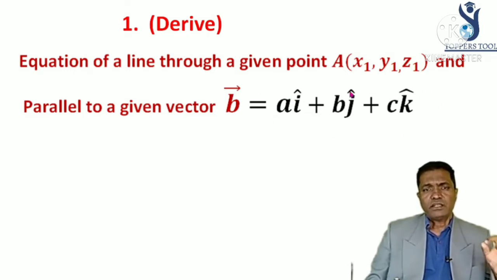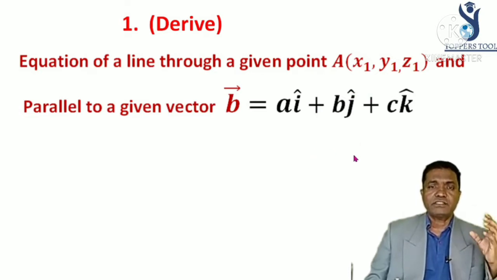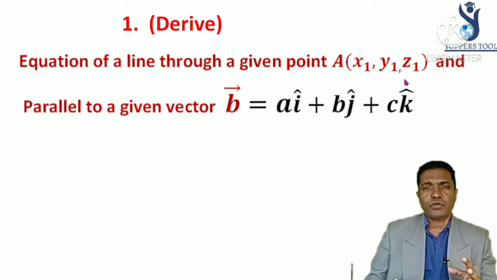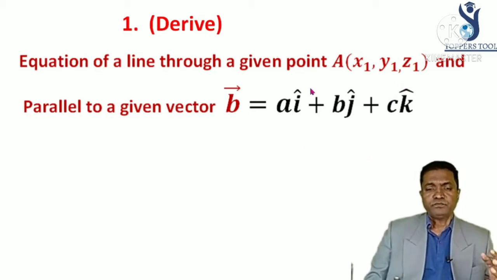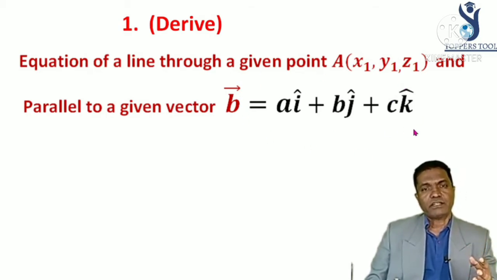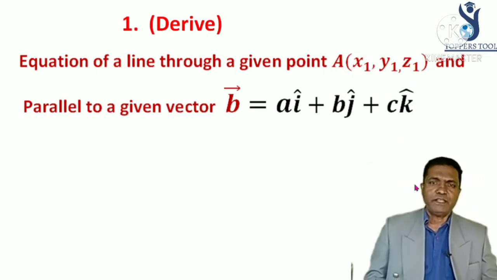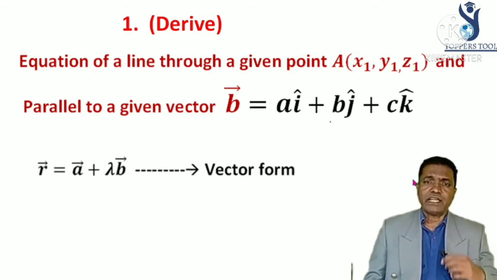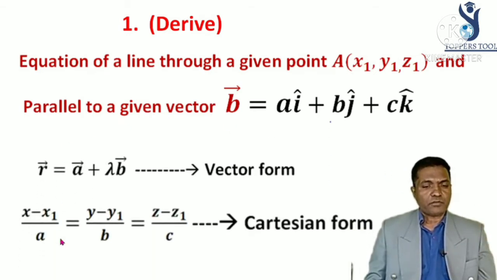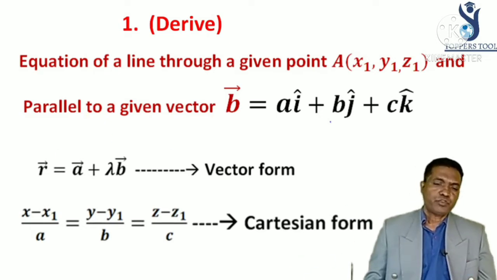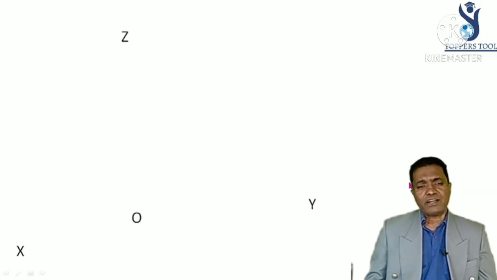So you are given the information of the line. You have to construct the equation of a line such that it passes through one point and is parallel to this vector. So you are given the direction of the line and a point on the line. With this information, you have to construct the equation of the line in vector as well as in Cartesian form. Remember, we will be proving these, so let's understand the proof.